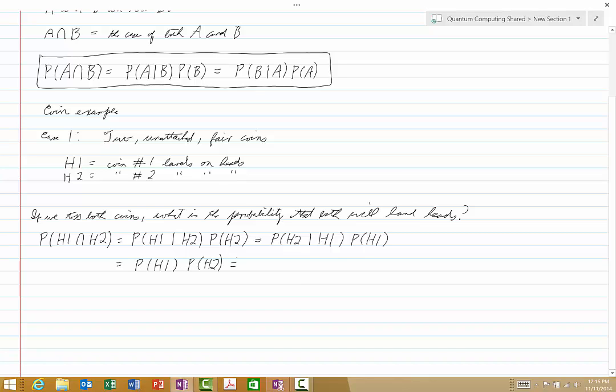And likewise, in the second form of the expression, this is the probability that the second coin lands on heads given that the first one lands on heads. Well, similar to what we've already said, the fact that the first one has landed on heads doesn't affect the second coin at all. So P of H2 given H1 is just P of H2.